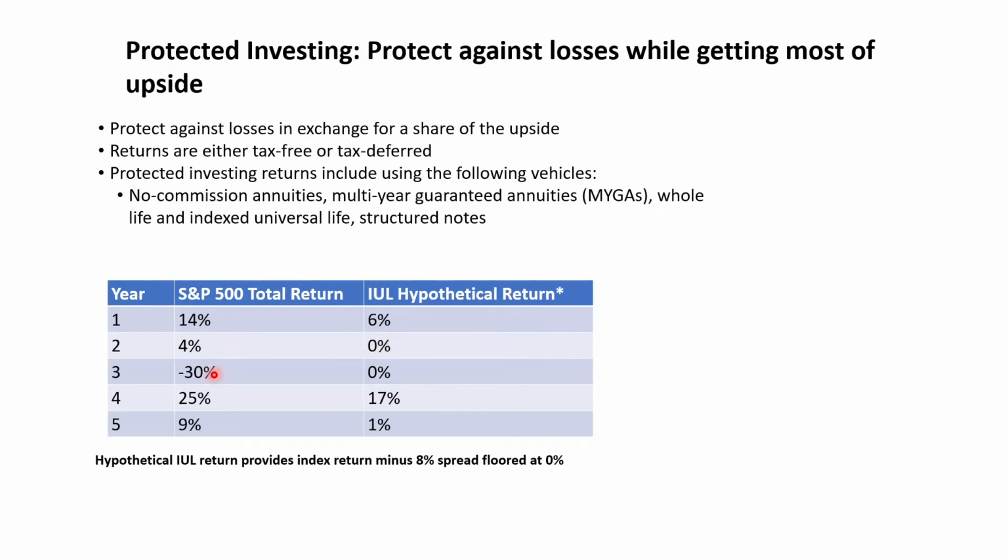So again, you're protected from losses. Next year is a negative 30%, a huge drawdown, but you're not taking any of the losses. Again, it's floored at 0. Year 4 is 25, less the 8% spread, you're getting 17. Year 5 is 9, you're getting 1. So we can see here the downside is that you're not getting the full upside of the S&P, but you're protected against losses. What this is doing is reducing volatility. And the other benefit of the IUL is that they make these returns tax-free. So you're giving up part of the upside, but you're getting less volatility and more tax efficiency. And we'll see how that translates in relation to bonds in the next few slides.